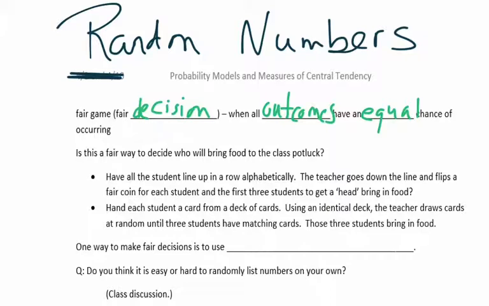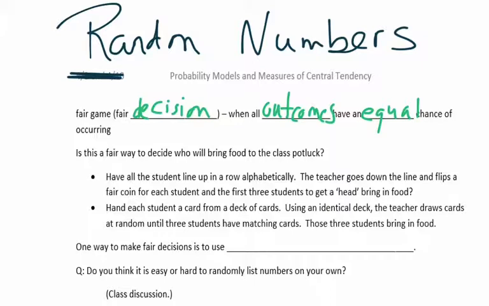So we have a couple of examples here. Is this a fair way to decide who will bring food to the class potluck? We're going to have a class potluck, back in the era where we could all sit in a room and eat together, unmasked, standing over open plates of food, talking to each other as though we weren't in a pandemic. A class potluck means people in the class are going to bring in some food and we're all going to share it and eat it. We're going to have a party in Algebra 2.